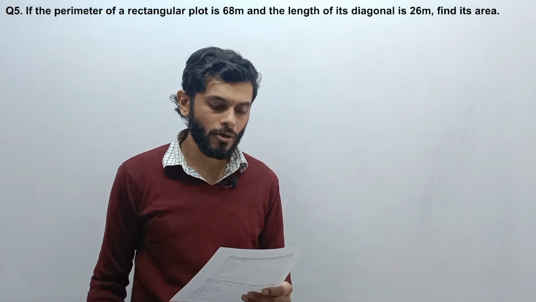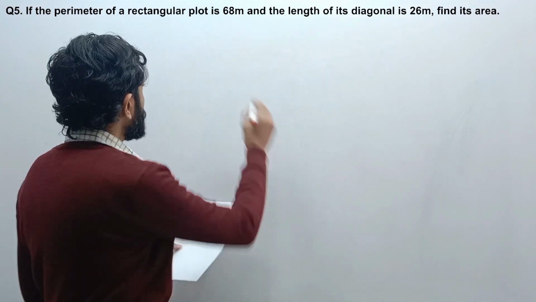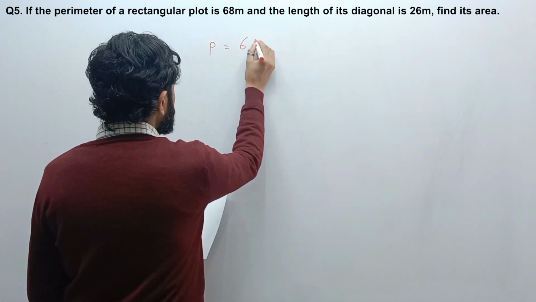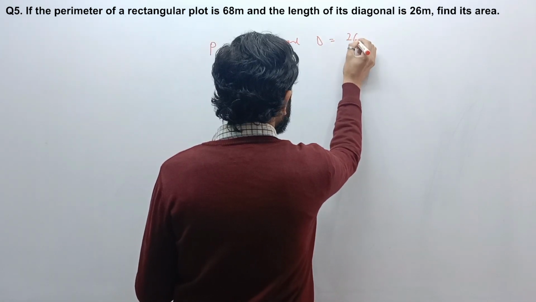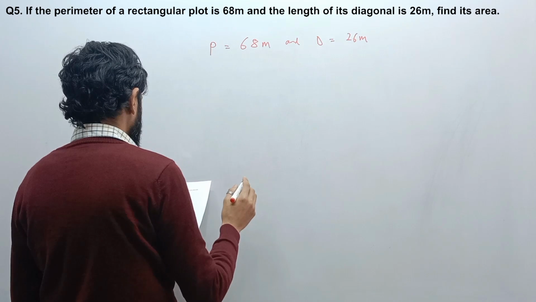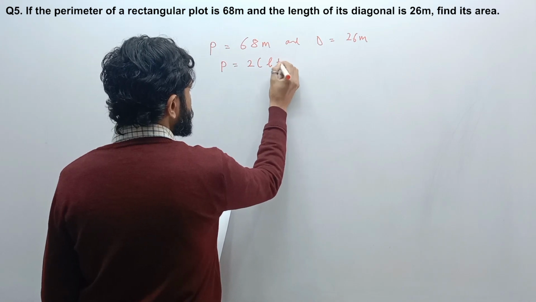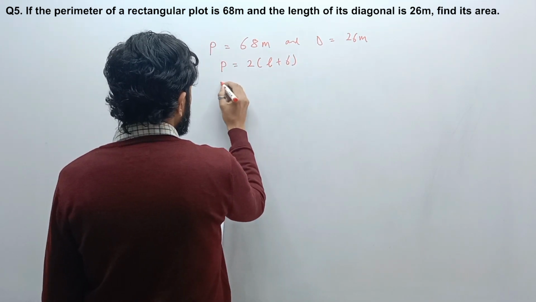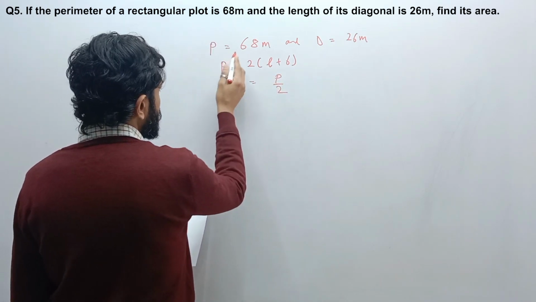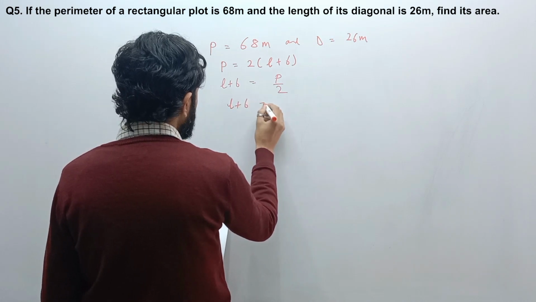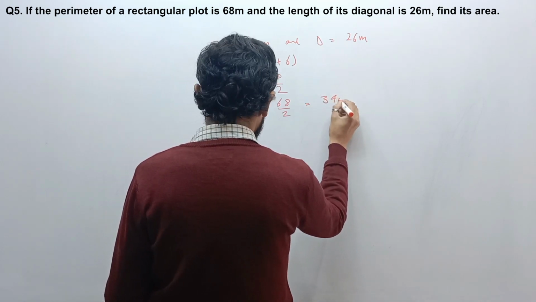Now coming to the next question. If the perimeter of a rectangular plot is 68 meter and the length of its diagonal is 26 meter, find its area. So we have been given perimeter is equal to 68 meter and diagonal is equal to 26 meter. Now we know the perimeter of a rectangle is twice into length plus breadth. Hence the length plus breadth would be perimeter upon 2 by this formula, and according to the question, L plus B is 68 upon 2, which gives us 34 meter.